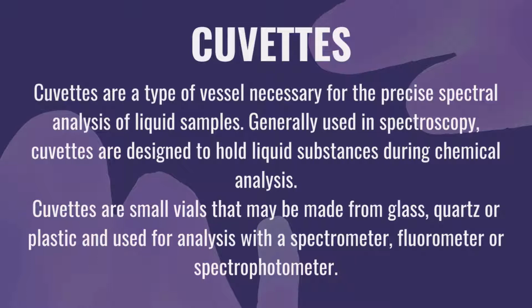Cuvettes are small vials that may be made from glass, quartz or plastic and used for analysis with a spectrometer, fluorometer or spectrophotometer. The high degree of clarity and square shape allow for light to pass through the sample and produce readings with the instrument.